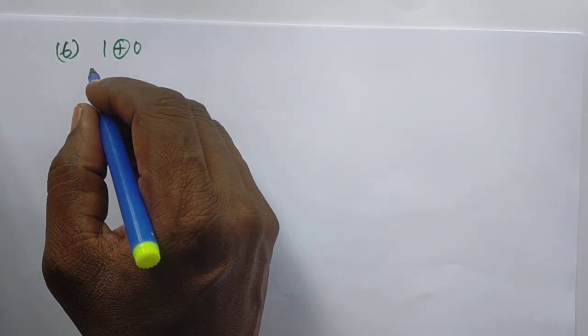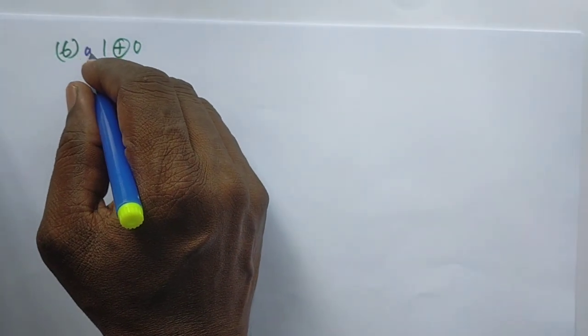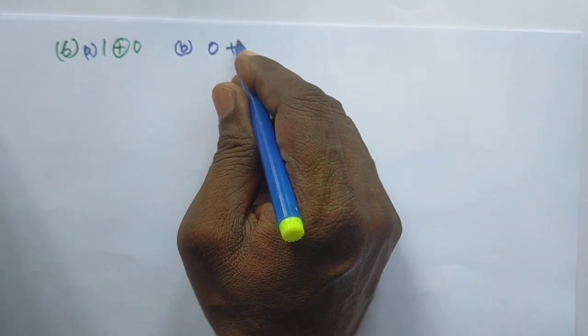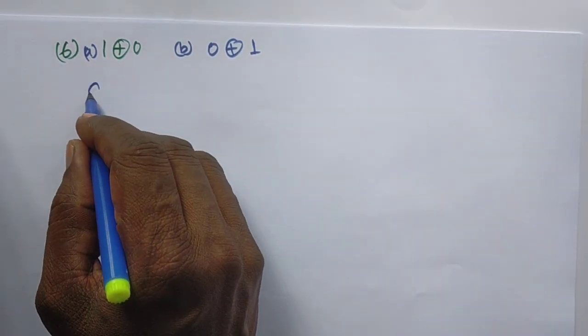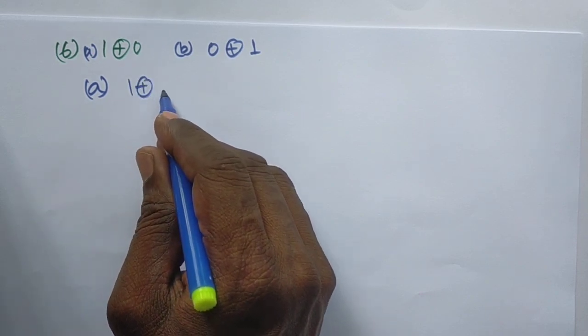Another case also, that is 0. It is one case. Another case we will see, 0 XOR with 1. What is the value of that? Okay. First case you see, that is 1 XOR with 0.